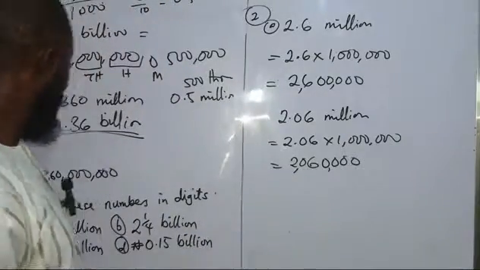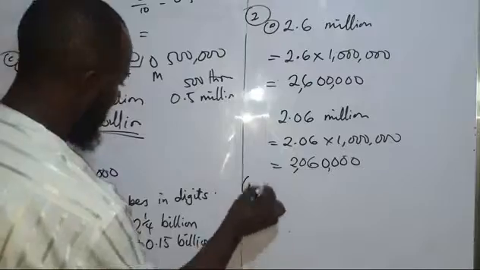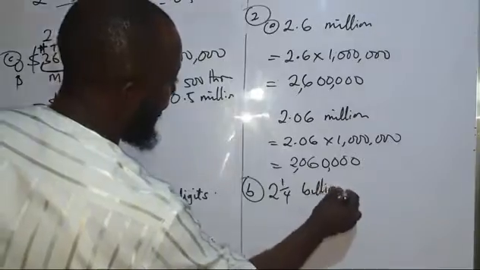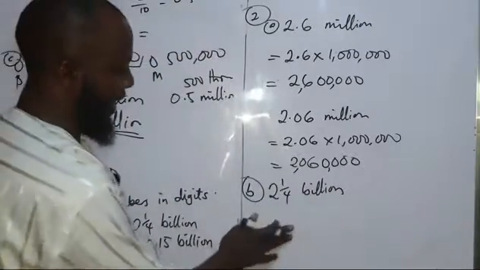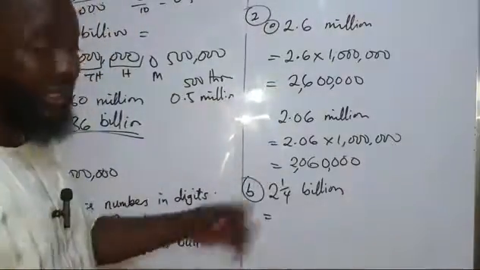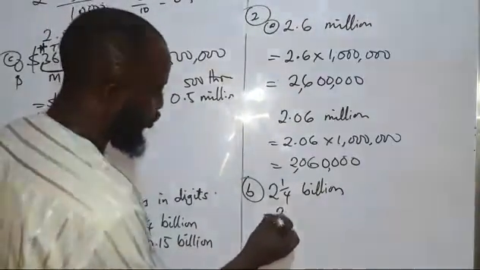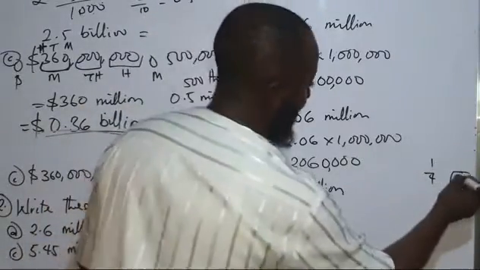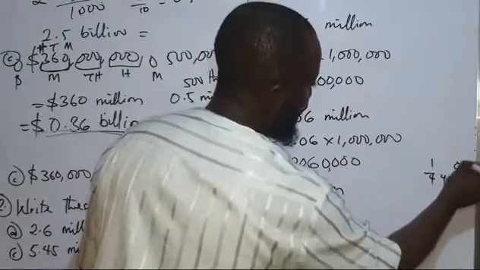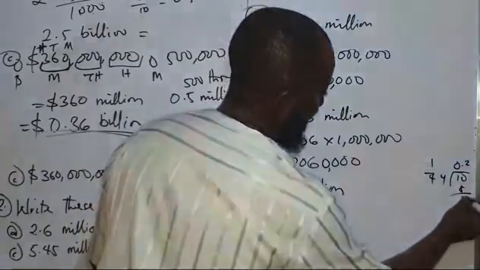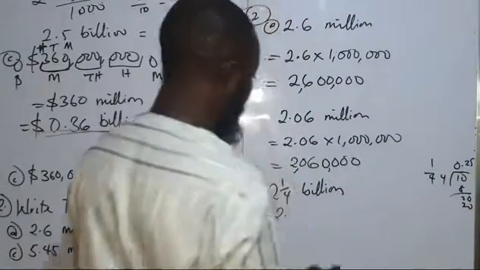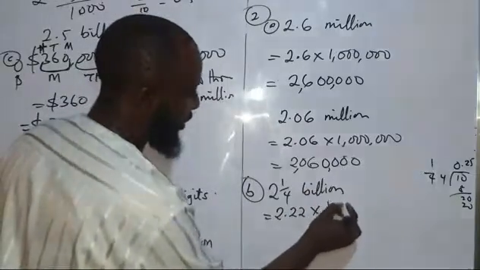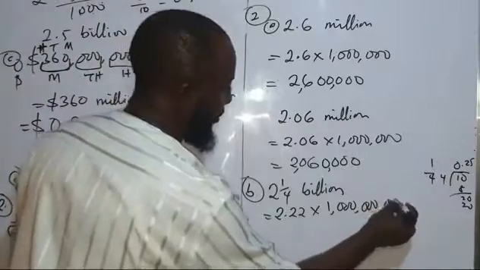If that is the case, we move to B. What we have here is 1 all over 4 billion. We need to convert this to decimal to make it easier for us. So 1 over 4 will give us 0.25. Now this will give us 2.25 times 1 billion.